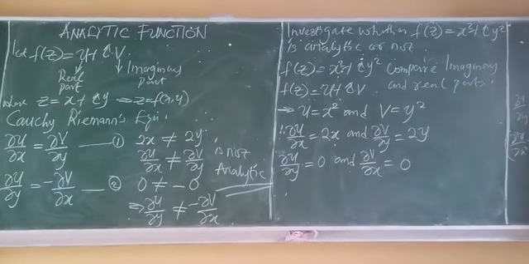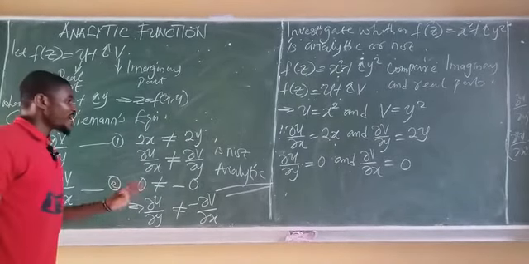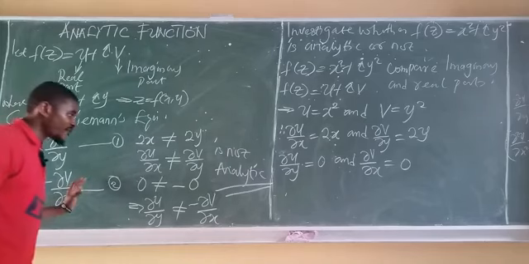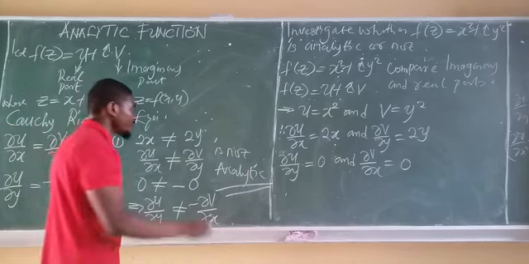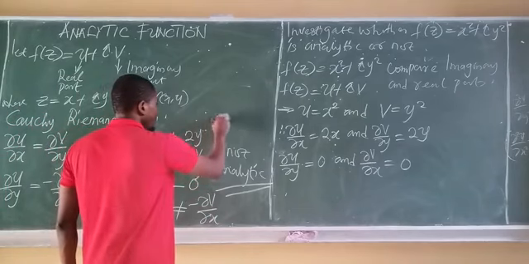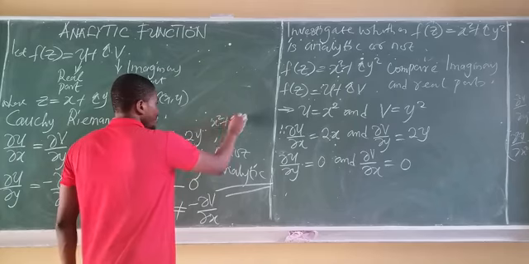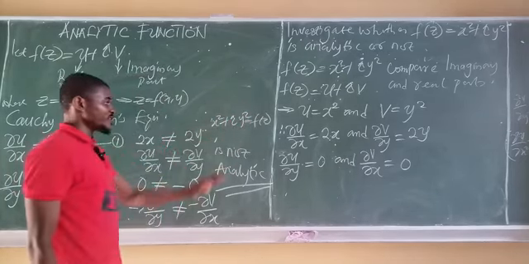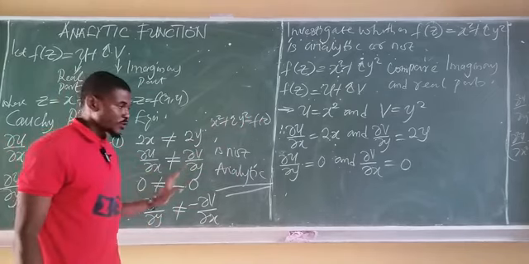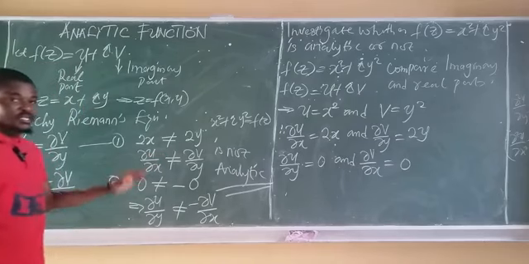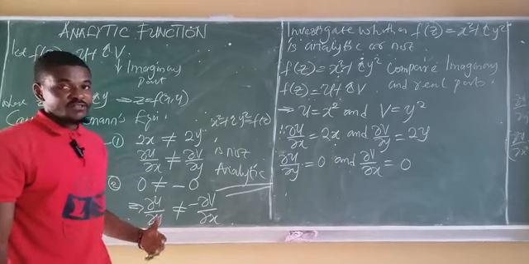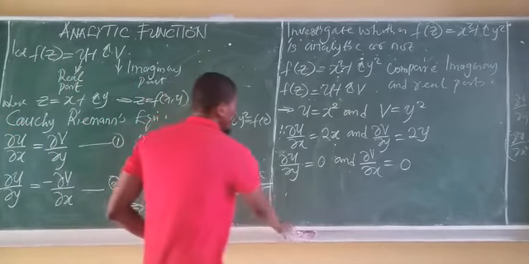Alright, so since the equations after analyzing do not satisfy the Cauchy-Riemann equations, it simply means that the given function, f of z equal to x squared plus i y squared, is not analytic. After investigating using the Cauchy-Riemann equations, the function is not analytic. Let's try a different example now and see.